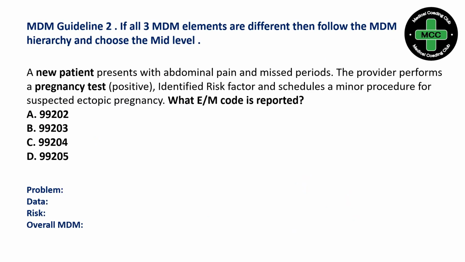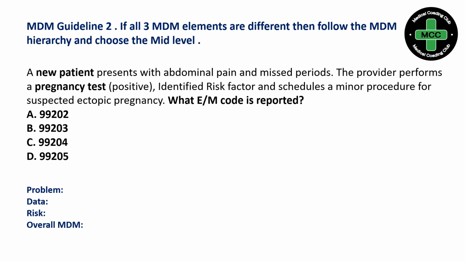So up to here, for whatever practice questions we have solved, two of the elements were meeting. So we were taking the final MDM as the two elements which are meeting, and we were dropping the lowest one.